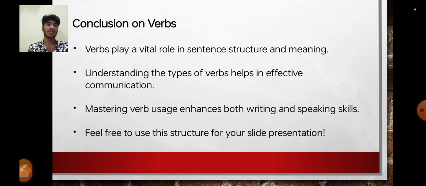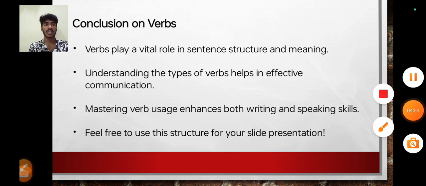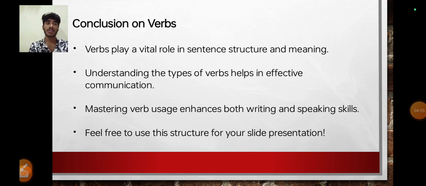Now, mastering the use of verbs enhances both writing and speaking. Where we take verbs as an example, it is helpful for enhancing both writing skills and so on.